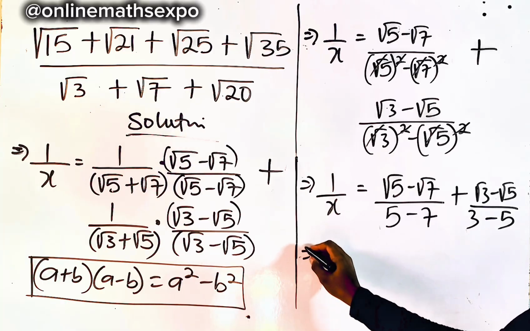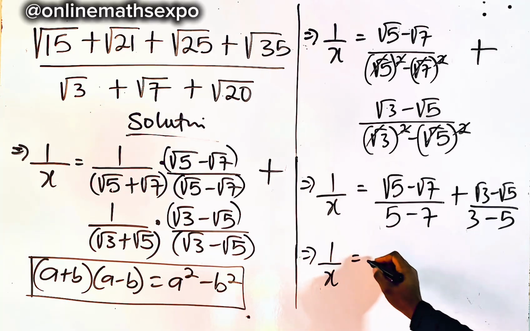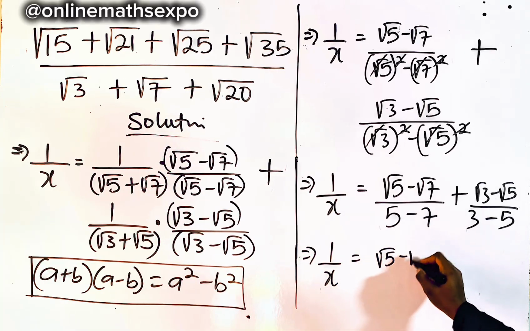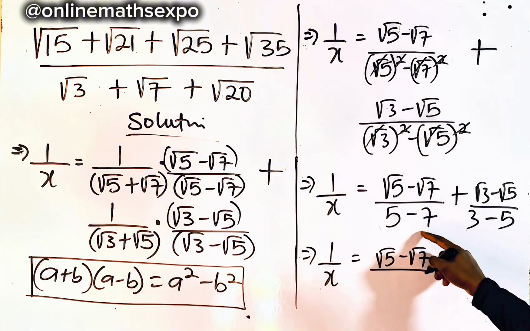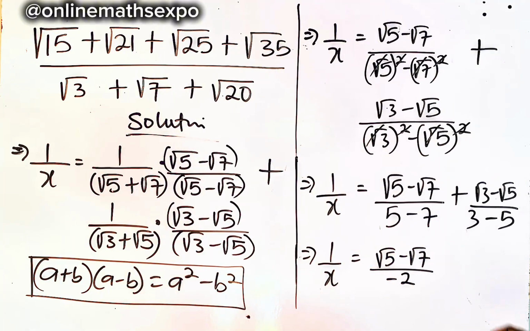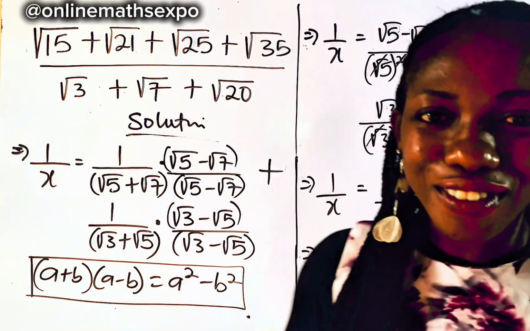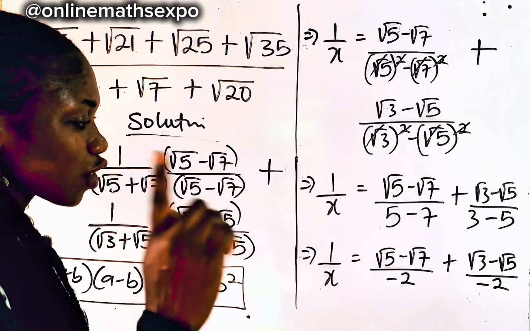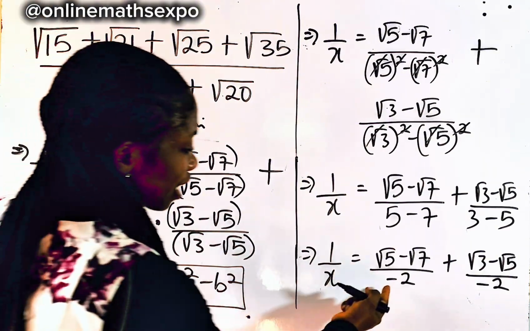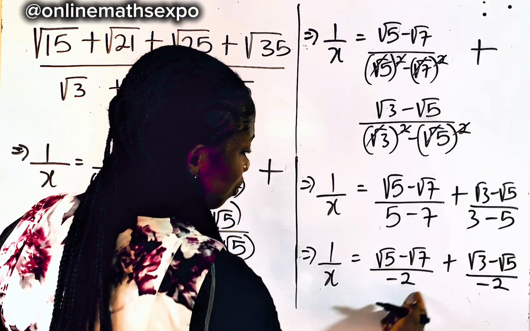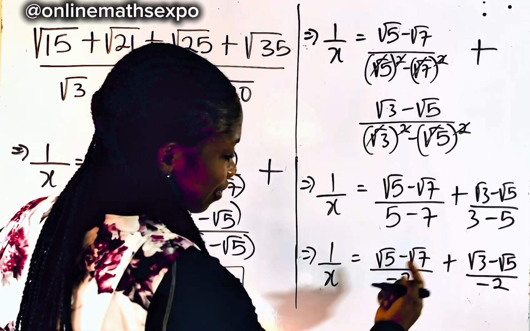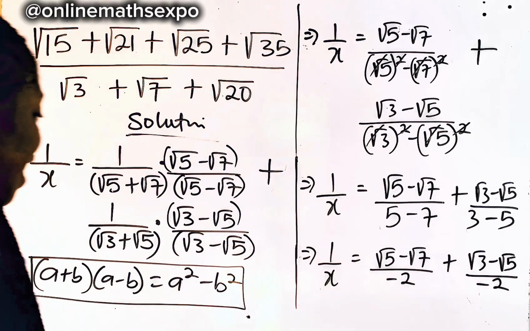So if we simplify, we have 1 over x is root 5 minus root 7. This will give us negative 2 plus, for this we have root 3 minus root 5. Subtract, it gives us negative 2. Beautiful. So what do we do at this point? Just always remember to clear this negative sign, multiply each of this by negative just to clear it. So let's do that together.